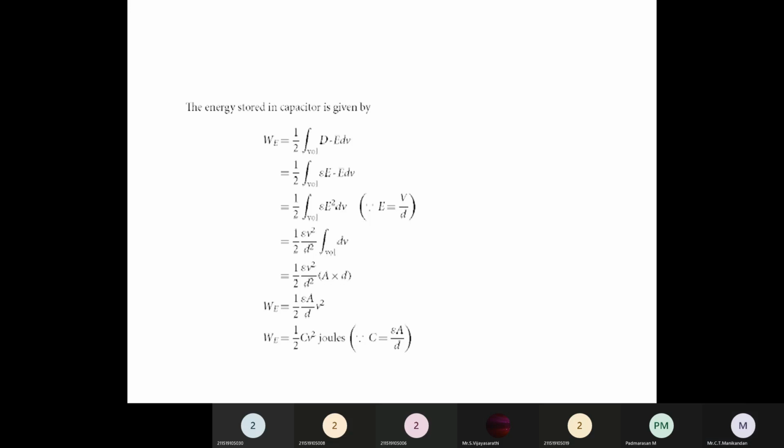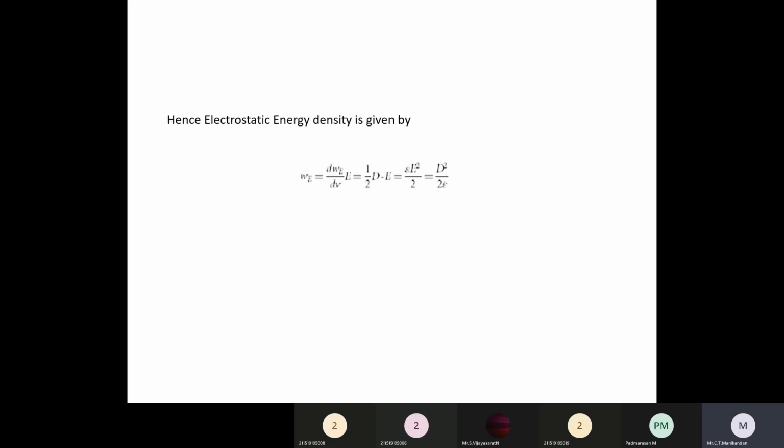Energy density is equal to DE by 2, the product of flux density and field intensity divided by 2. That is what we call energy density. Energy stored is half CV square, and energy density is DE by 2, flux density into field intensity divided by 2. That is another formula.